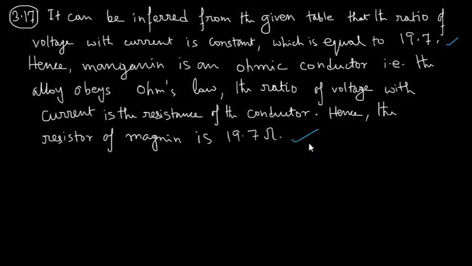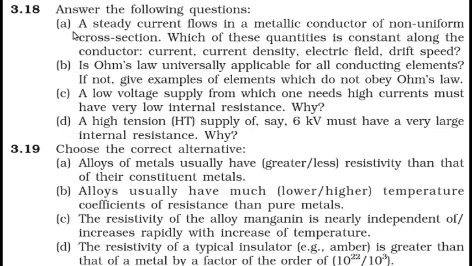Let us see the next problem. Now we'll solve problem number 3.18. Answer the following questions. A. A steady current flows in a metallic conductor of non-uniform cross-section. Which of these quantities is constant along the conductor? Current, current density, electric field, drift speed.